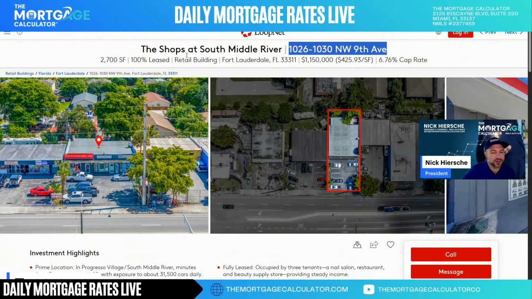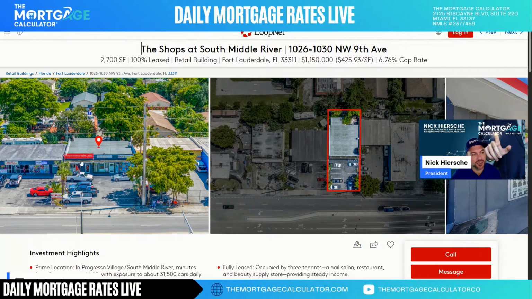So I pulled up LoopNet, which is the site here for commercial properties. This is a typical request, a small commercial building, a little strip mall type of building. The retail building has 3 units, and it does say it's 100% leased. So this is a typical example of someone looking to invest.